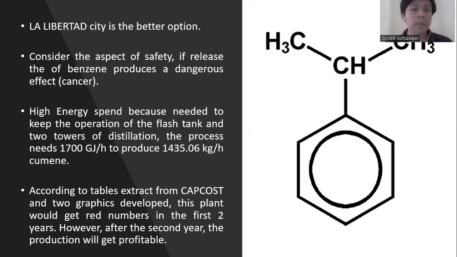The last one, according to the table extracted from CAPCOST and the two graphics developed, this plant will get negative numbers in the first 2 years. However, after the second year, the production will become profitable. Thank you so much for your attention.